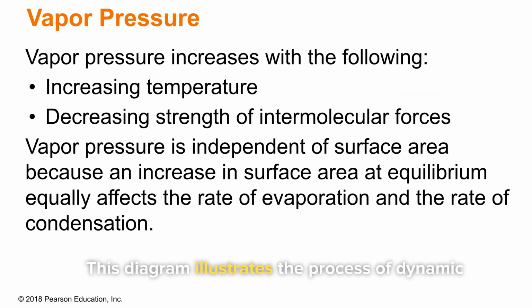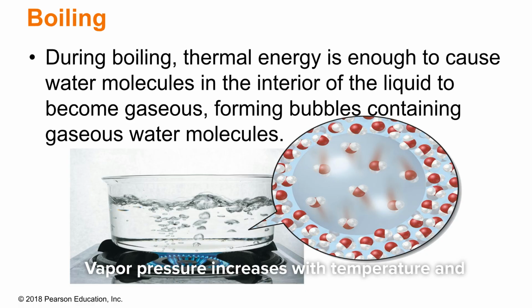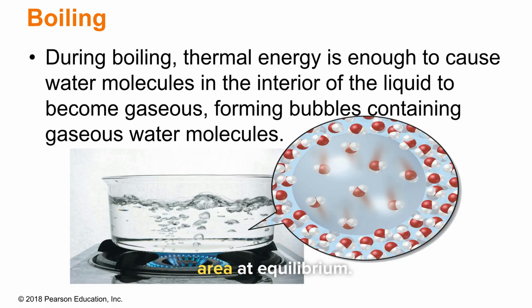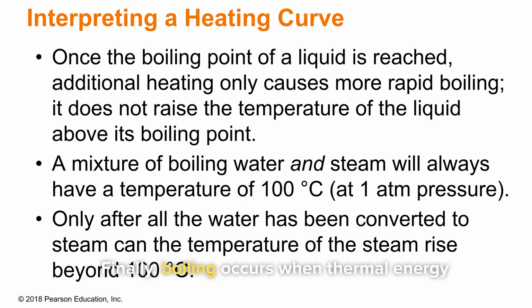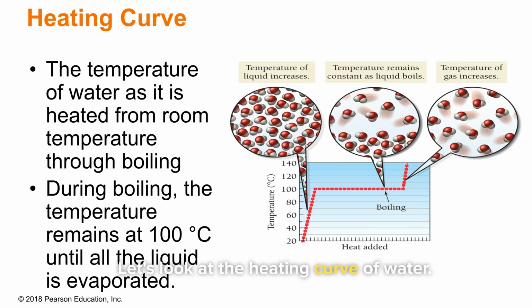This diagram illustrates the process of dynamic equilibrium occurring within a closed container. Vapor pressure increases with temperature and decreases with stronger intermolecular forces. Note that it is independent of the liquid's surface area at equilibrium. Finally, boiling occurs when thermal energy allows molecules inside the liquid to turn into gas, forming bubbles that rise to the surface. Let's look at the heating curve of water.